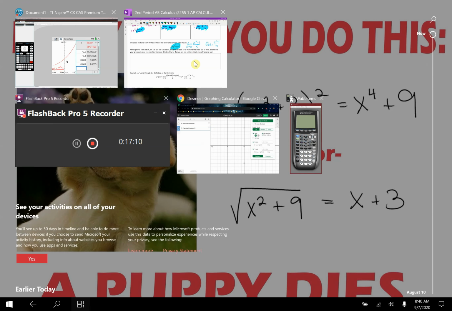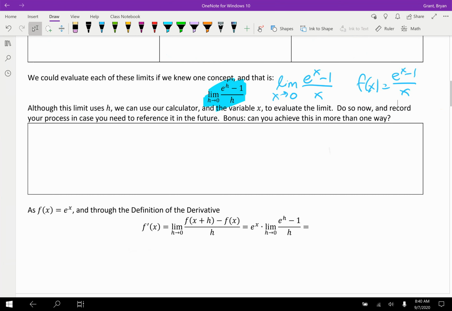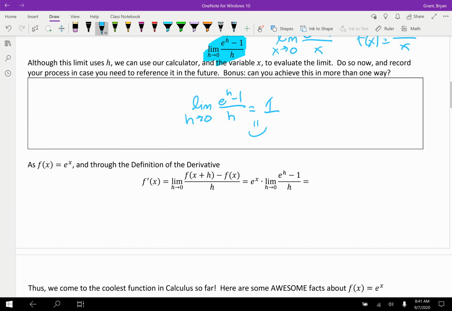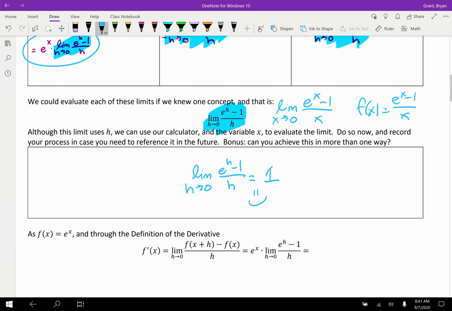Alright, so as we jump back here, I am again convinced that this limit's going to be equal to 1. I'm going to write that down here. You should have probably recorded your process of what we just did, but this limit is 1. Sweet. Alright, now we can jump back, and we're actually just going to focus on this guy up here.